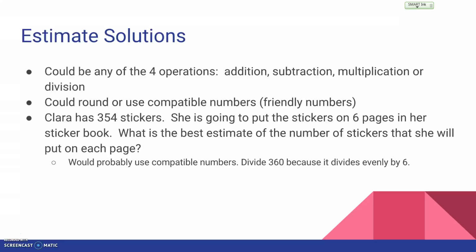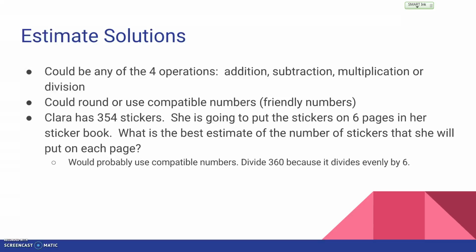They also estimate solutions. That could be for addition, subtraction, multiplication, or division. They can round the numbers, or they can use compatible numbers, which are just friendly, easy to use numbers that are close to the quantity that we're starting with. Clara has 354 stickers. She's going to put the stickers on 6 pages in her sticker book. What is the best estimate of the number of stickers that she will put on each page?